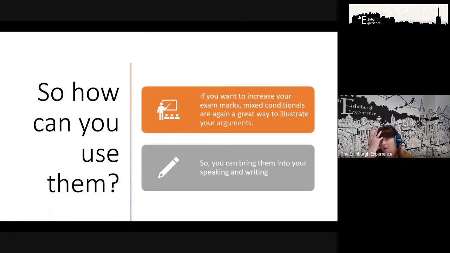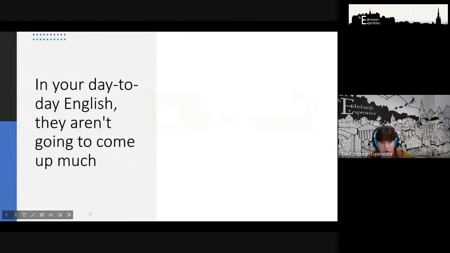If you're doing a Cambridge exam, that'll be part 4 with the discussion phase, and if you were doing an IELTS exam, that would be part 3, yeah, at the end. And that's a fantastic way that you can bring in those mixed conditionals, yeah. But like I said before, in your day-to-day English, they're really not going to come up very much. So if you're not planning to take any English exams, they're not really a piece of language I would personally spend a lot of time developing.